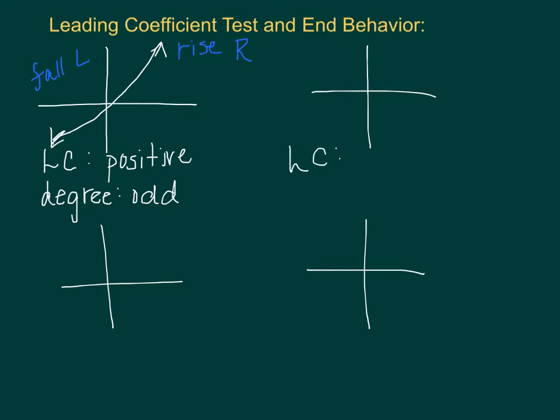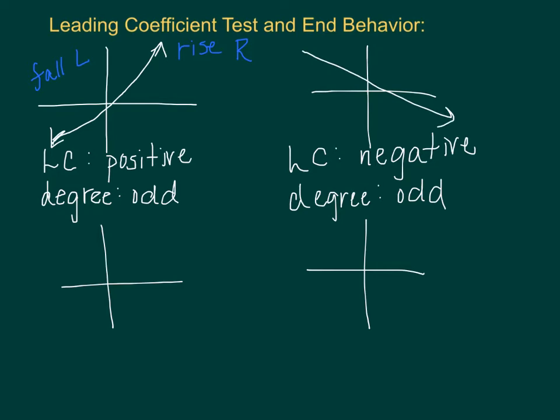If your leading coefficient is negative, so think about a negative slope, and the degree is odd. So you know negative slopes go this way. And you're only looking at the ends. Your ends do the opposite. Now we're going to rise left and fall right.